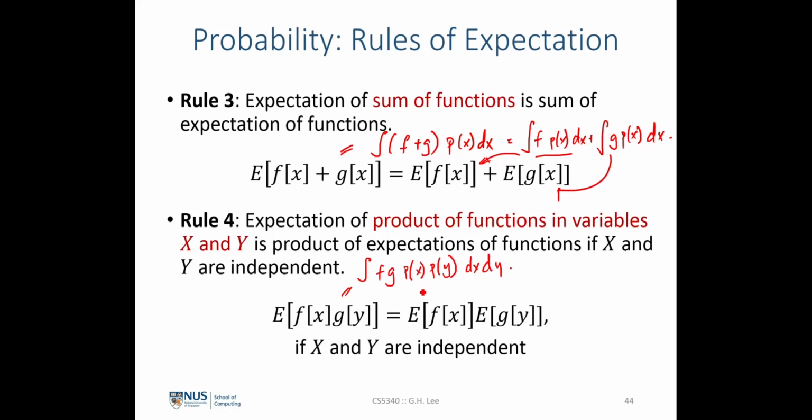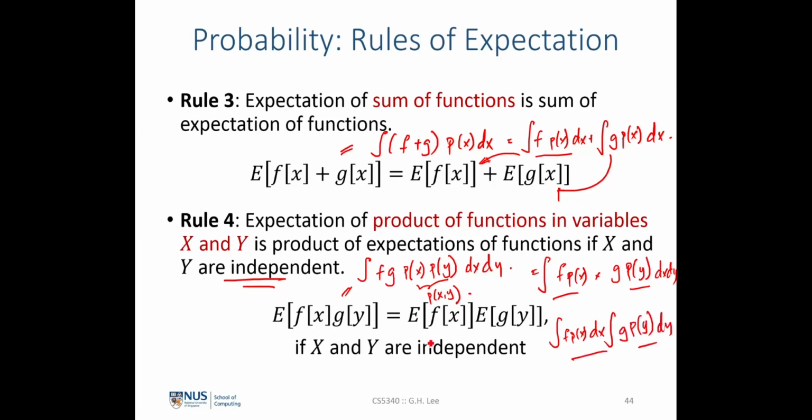I'm writing this as an independent product which forms the joint probability of x and y, because x and y are independent. Hence I can rewrite this in this particular way over here, and this simply becomes the integration of f multiplied by p(x), multiplied by g multiplied by p(y) dx dy, which can be rewritten into two separate forms. Since this is independent, the first part is independent of y, so I can rewrite this as the integral of f p(x) dx multiplied by the integral of g p(y) dy, which is equivalent to the multiplication of the two expectations of the respective functions.